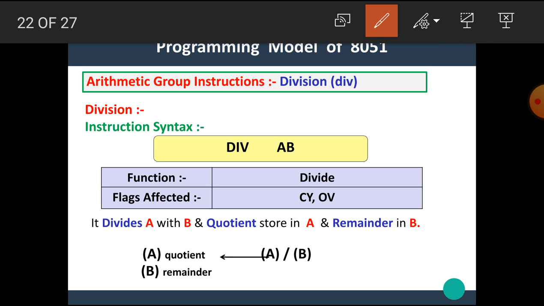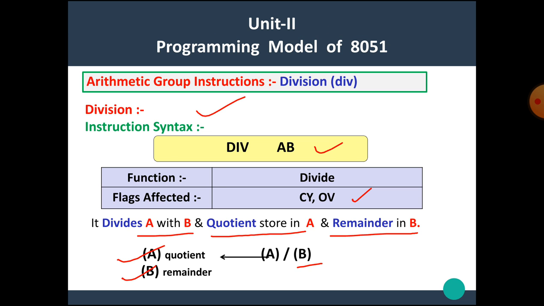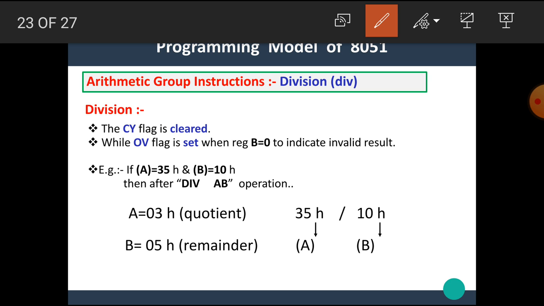Similarly, we can see the division operation. The syntax for the division operation is DIV AB. In this operation, the carry and overflow flags are affected. It divides A by B, and the quotient is stored in A and the remainder is in B. That means in the A divided by B operation, the quotient is stored in register A and the remainder is stored in the register B. In division, the carry flag is cleared while the overflow flag is set when register B is zero, to indicate an invalid result.